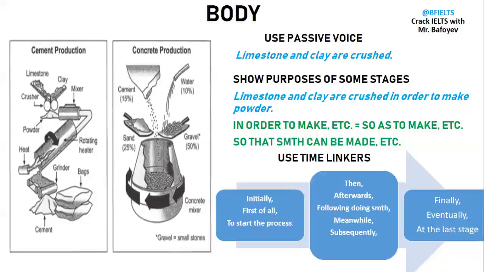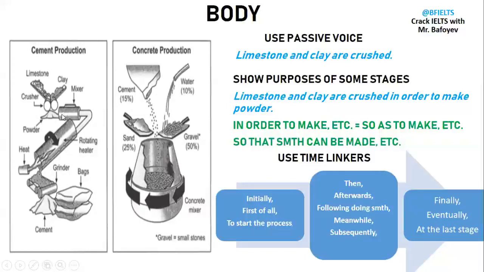It will be useful to sometimes show purposes of stages. I'm not saying show purpose of all stages. Sometimes 2, 3, up to 4 maybe will be okay, but you don't have to show the purpose of every stage. Why is it necessary? Sometimes candidates write stuff like this. To begin with the process, limestone and clay are crushed and powder is made. Referring to the first action here. To begin the process, limestone and clay are crushed and powder is made.